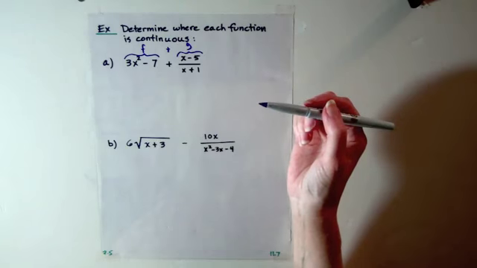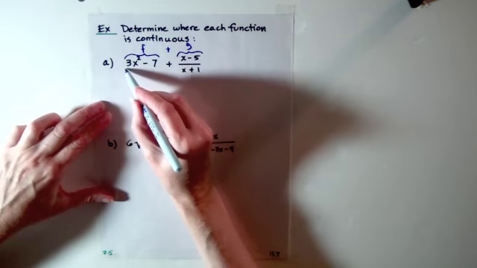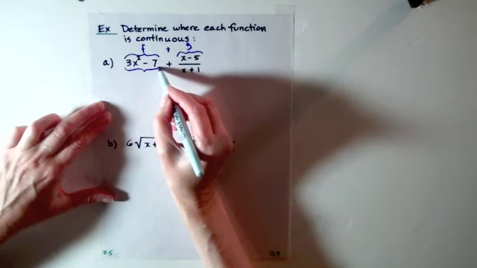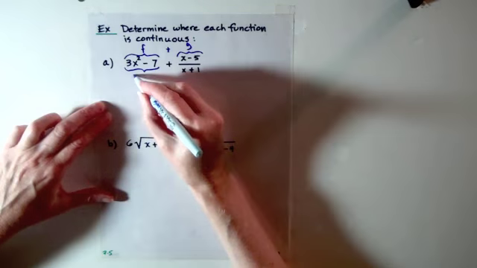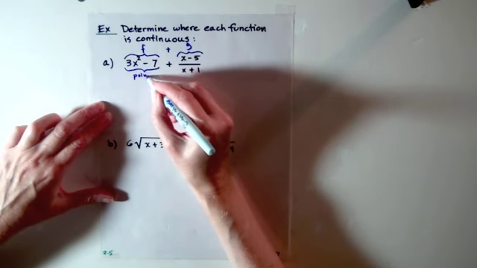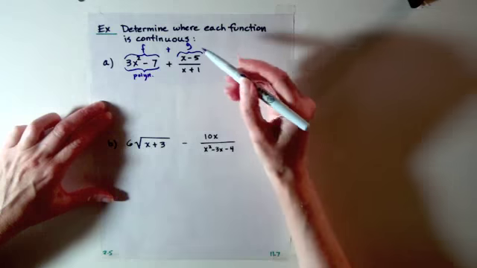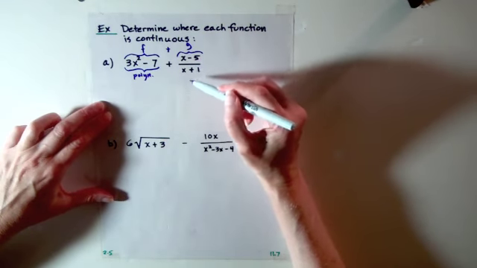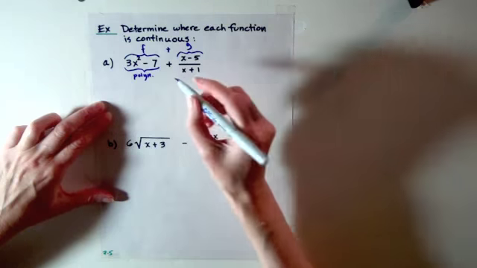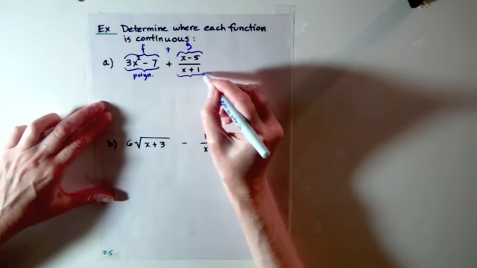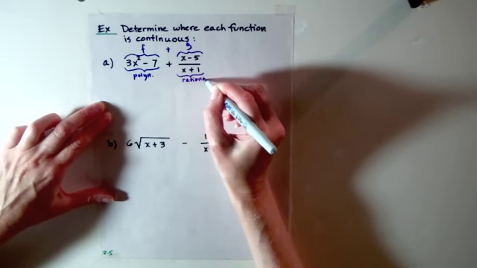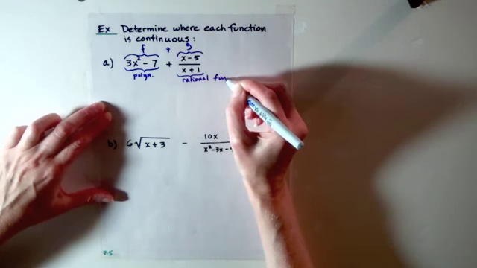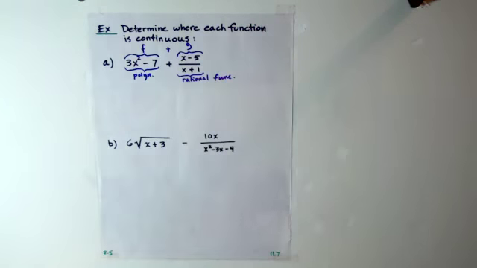Well, why did I split them up this way? Simply because I noticed this is a particular type of function, and what type of function is 3x squared minus 7? It's a polynomial. If I look at x minus 5 over x plus 1, it's one polynomial divided by another, so g is a rational function. And we already know about the continuity of polynomials and rational functions.